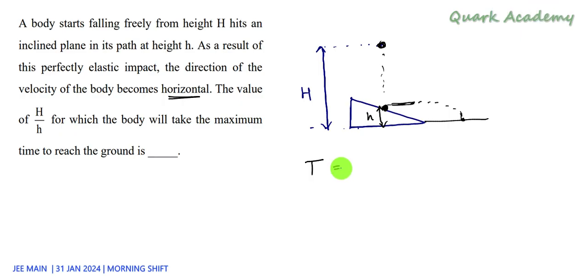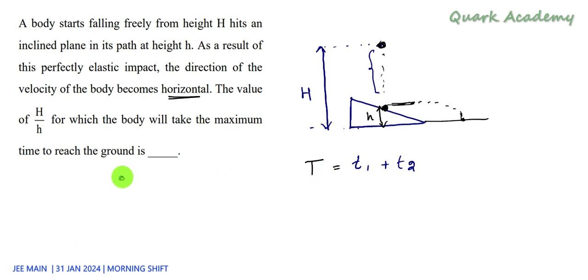So in this process, there are two times involved. First time is like this one, like it is dropped and it is going to hit the incline. It will take certain time, let it be t1. Then next one is after hitting the incline, it is becoming horizontal and it is going to reach the ground. For that, the time is t2. So this is the total time.